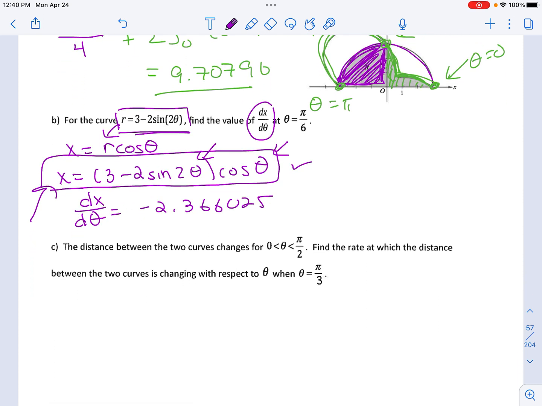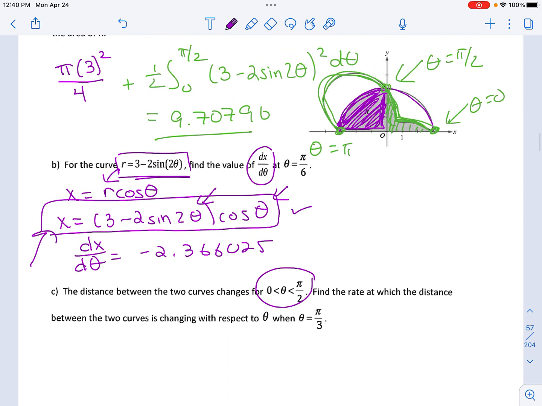Okay. Next says the distance between the two curves changes for 0 to pi halves. So that means from 0 to pi halves, I'm only looking at this portion, right? This is the 0 to pi halves. So the distance between the two curves is changing. Yes, I can see that. Find the rate at which the distance between the two curves is changing.